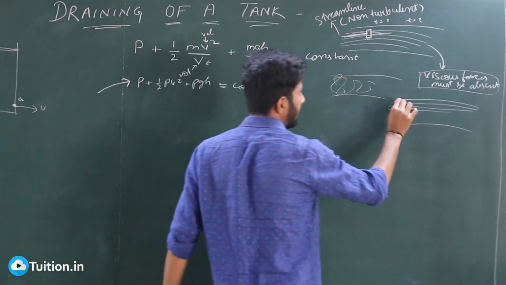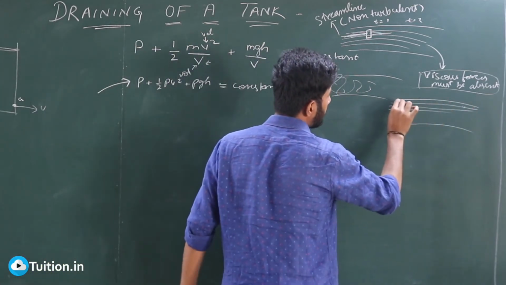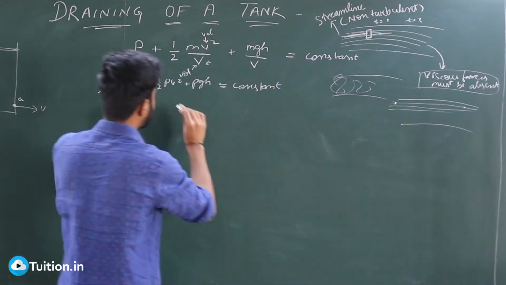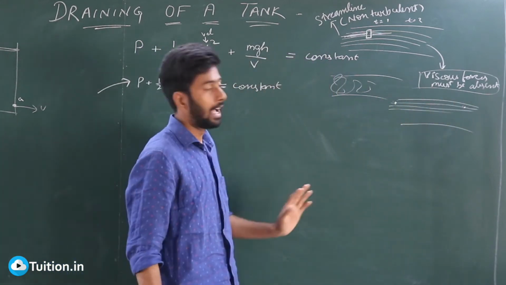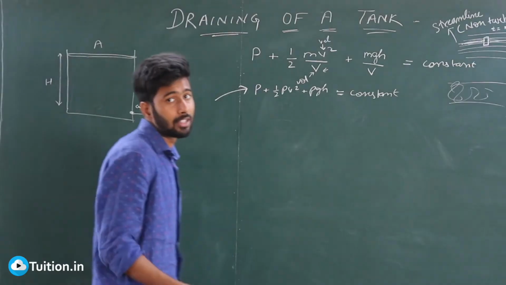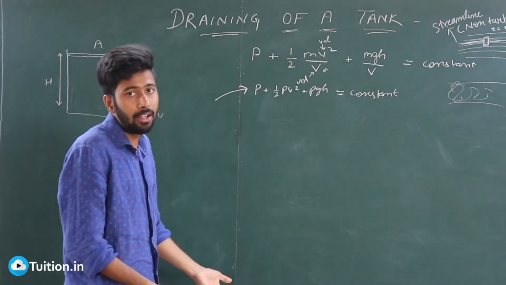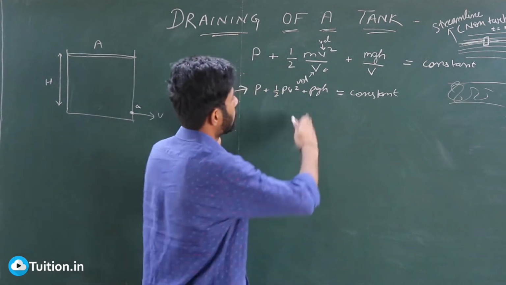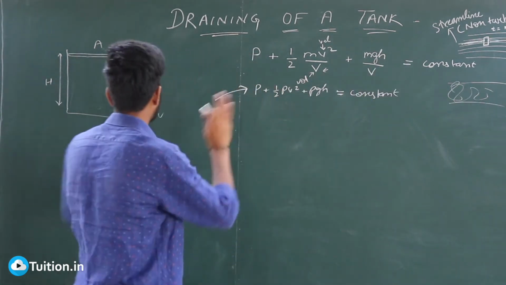So if I pick up a streamline from here to here, I can pick up 2 points, and on those 2 points I can apply Bernoulli's equation, right? I can conserve energy here and here on a streamline. But that's what the point is. If the flow itself is not streamline, how will you pick up a streamline and apply Bernoulli's equation to that? So that's the constraint here.